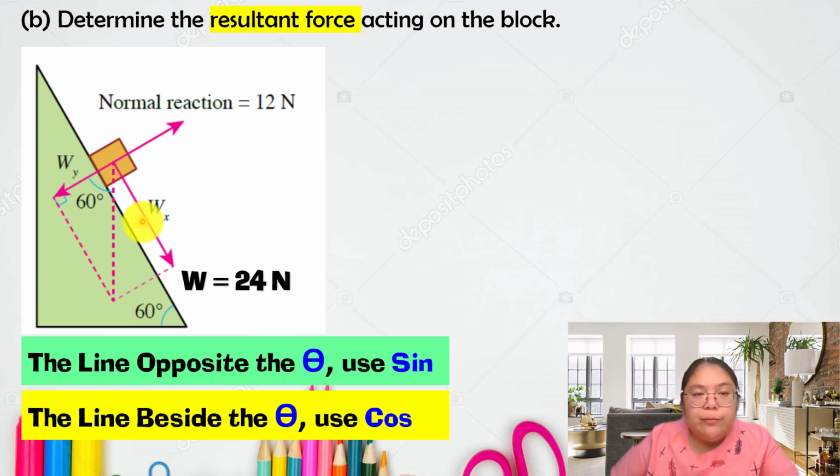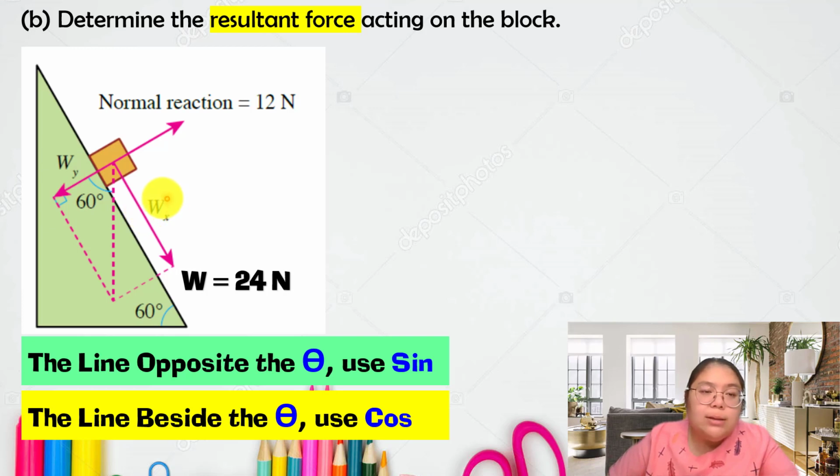So that means we need to find how much Fx is, how much Wy is, and also how much Wx is. So we're still using this one. Okay, now you see the angle 60. Wy is beside the angle, is it? So for Wy we need to use cos.